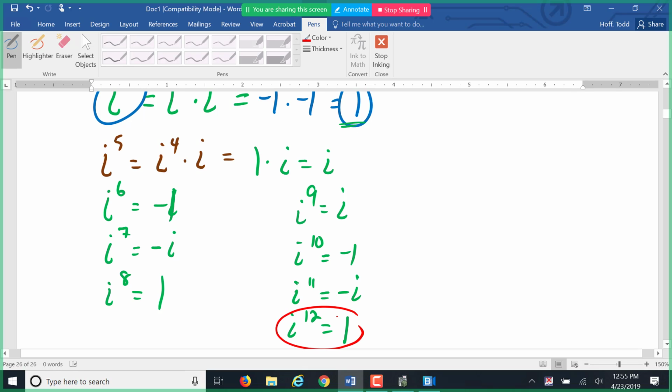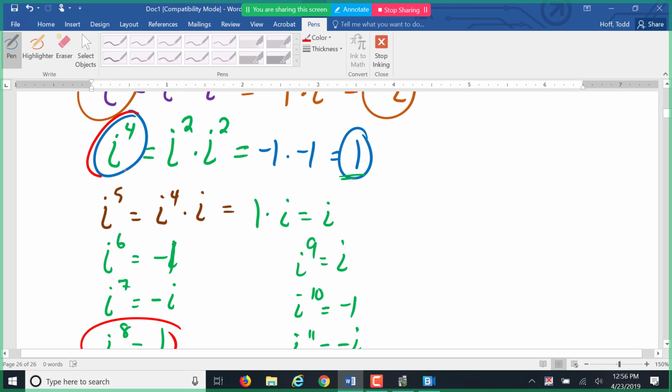What can we say about all the powers of i that equal 1? They're all multiples of 4. They're divisible by 4. So if I can break something down by its multiple of 4, what's left over tells us what the result is.